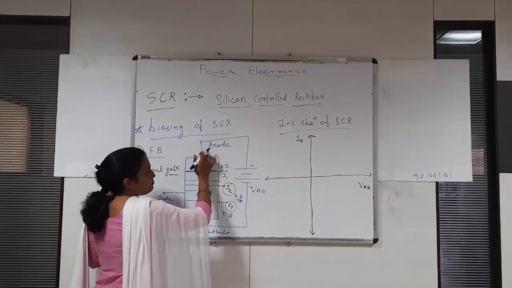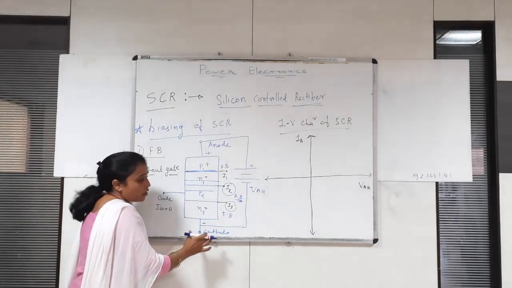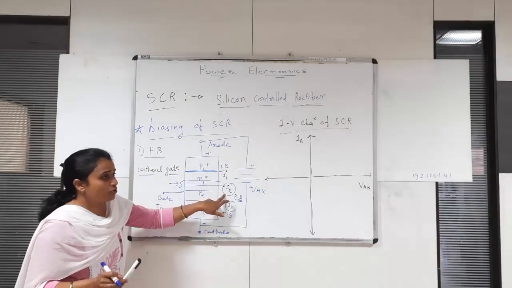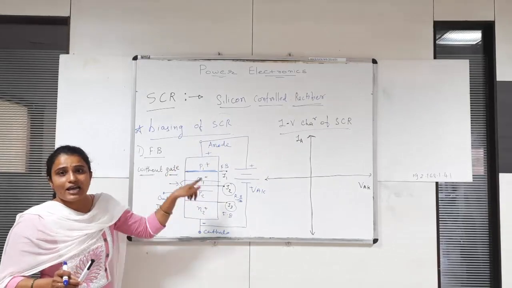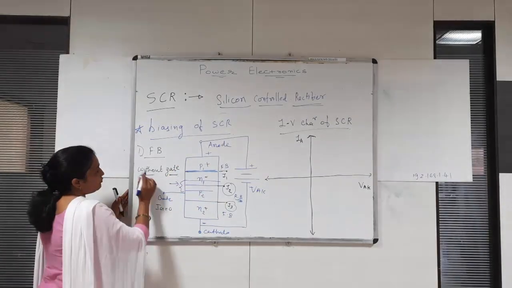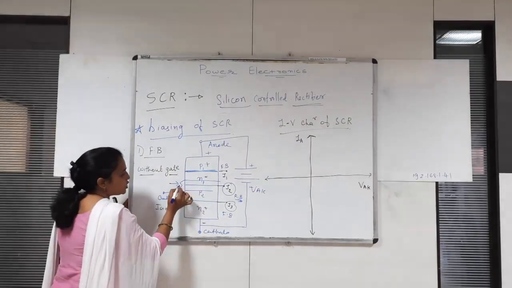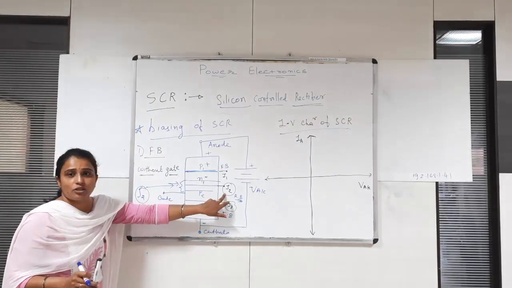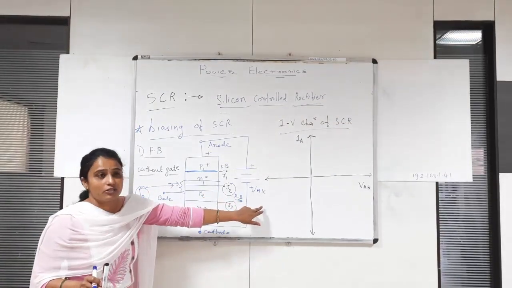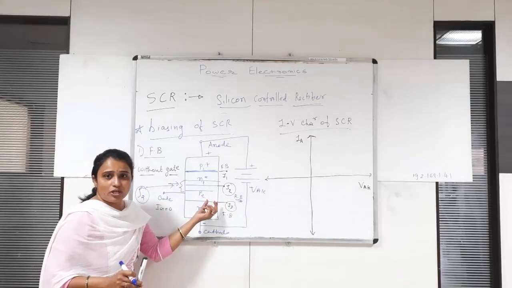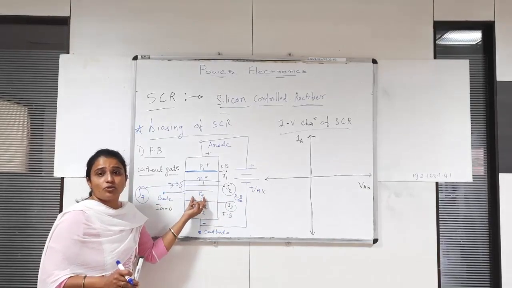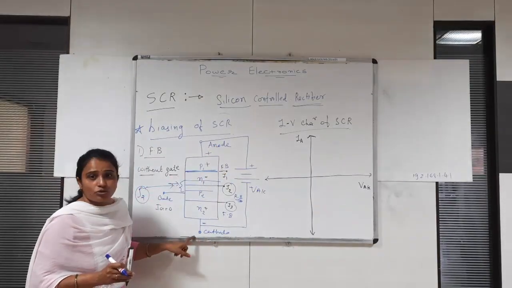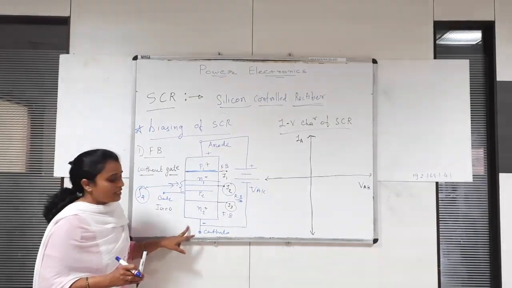So the current cannot pass from anode to cathode because all the voltage appears across junction J2. So junction J2 cannot pass current through the SCR. So we can say that in forward bias, the blocking capacity depends totally on junction J2. Until the anode to cathode voltage reaches a certain amount, junction J2 breaks down. This breaking voltage is known as the forward breakover voltage, and then all the current flows from the anode to the cathode and the SCR is turned on.